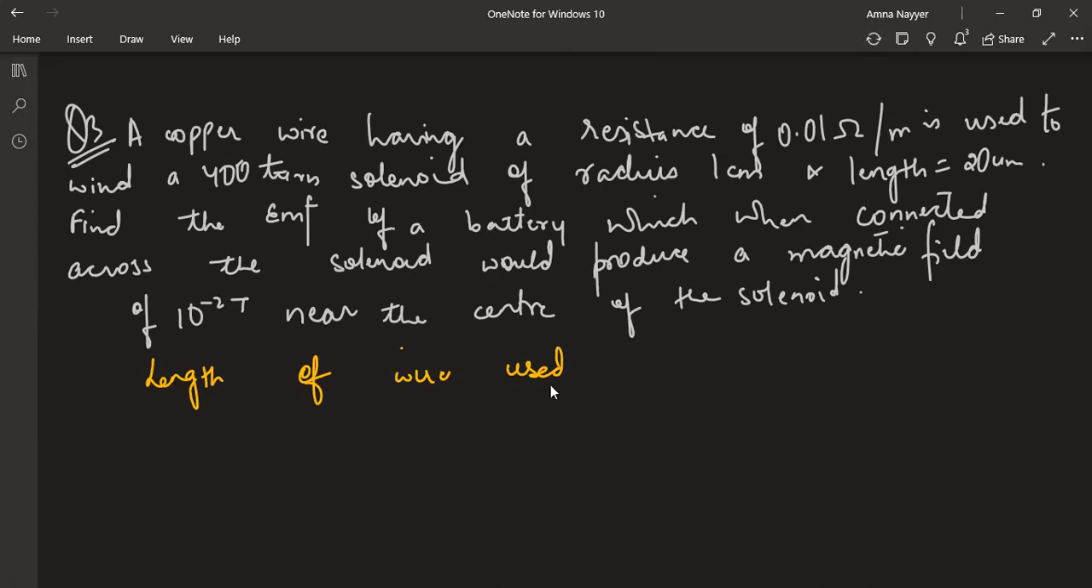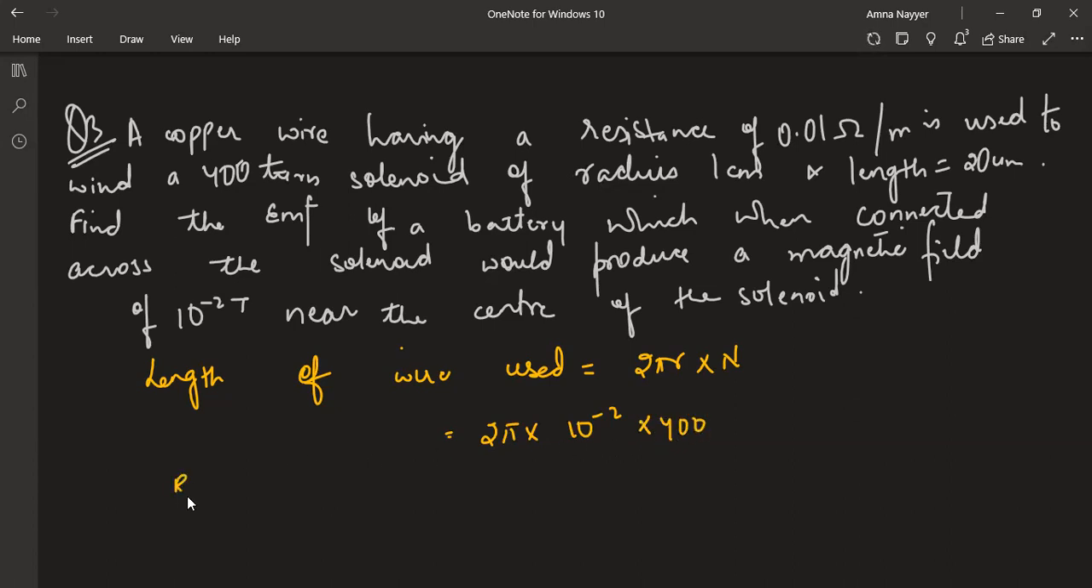Last question everyone did, but this question you didn't. The length of the wire used will be 2 pi r multiplied by the number of turns. That is how we calculate the length. So it will be 2 pi, and the radius is 1 centimeter, so 10 to the power minus 2 meters, and the number of turns is 400.